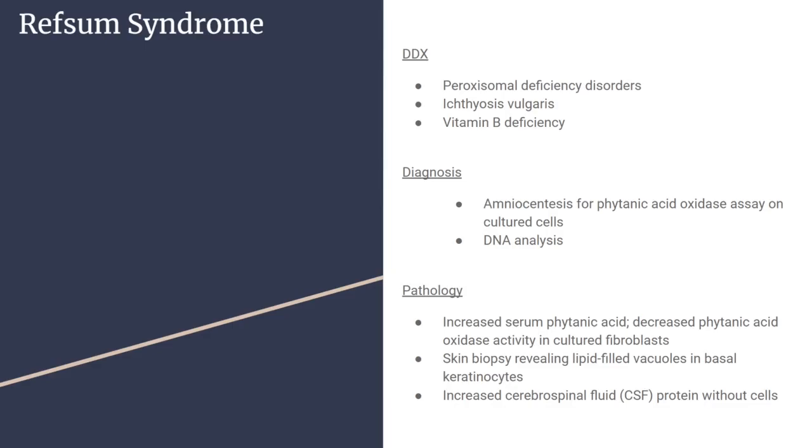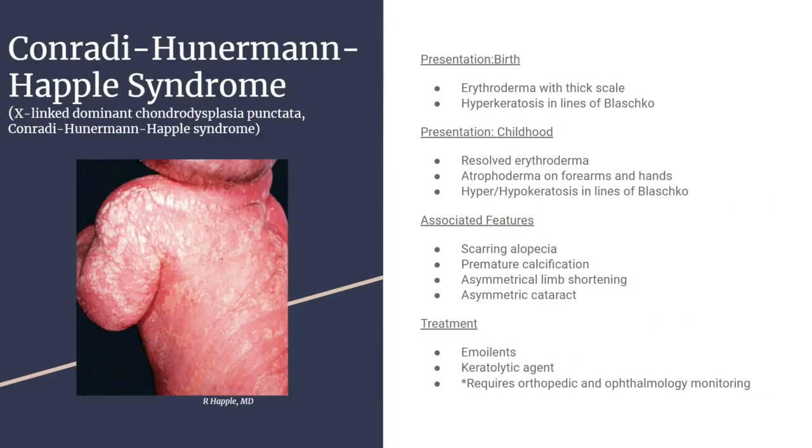Diagnosis, of course, DNA analysis is the evolving future of these diseases, but amniocentesis has also been used for doing a phytanic acid oxidase assay. You will often see increased serum phytanic acid. Skin biopsy can have lipid vacuoles as well in the keratinocytes, and increased cerebrospinal fluid protein without cells.